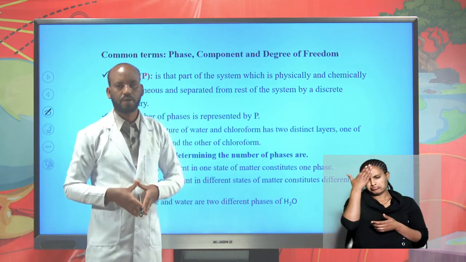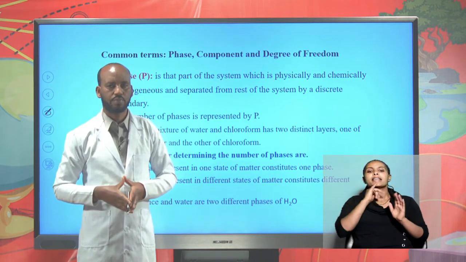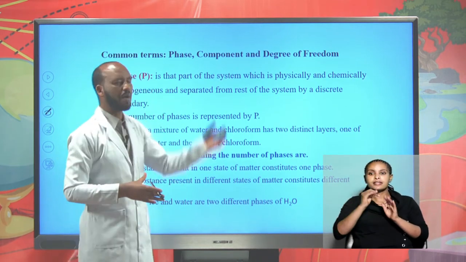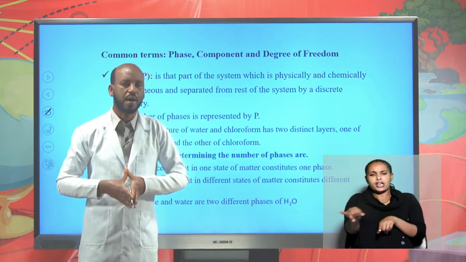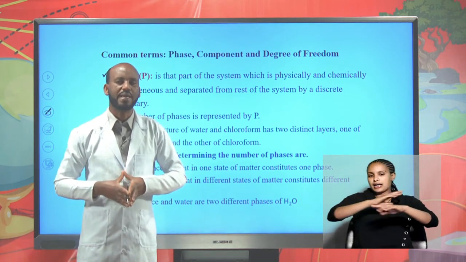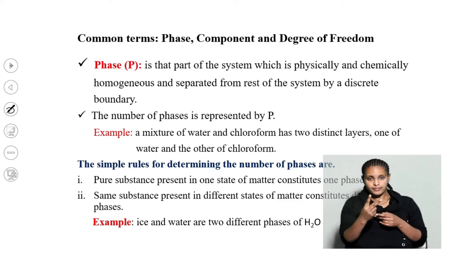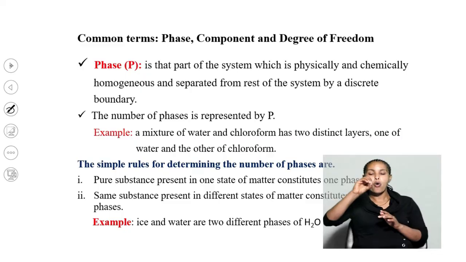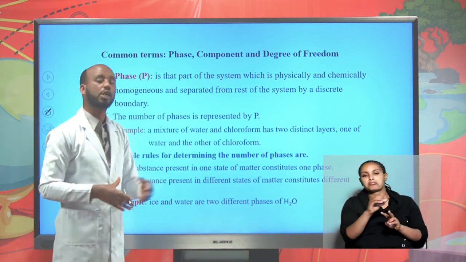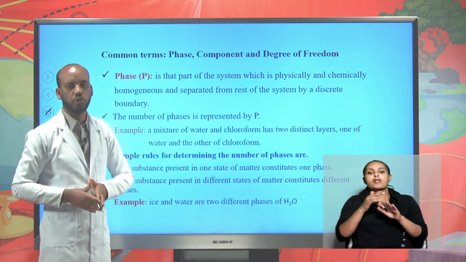Common terms: phase, component, and degree of freedom. What is a phase? A phase is defined as the part of the system which is physically and chemically homogeneous and separated from the rest of the system by a discrete boundary. Look at this system: a mixture of water and chloroform has two distinct layers, one of water and the other of chloroform. Therefore, the number of phases of this system is the number of layers, which is 2.